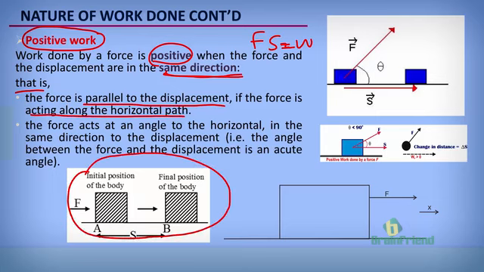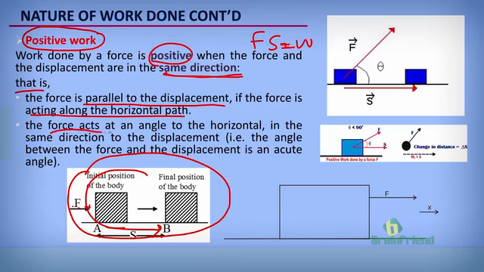The force applied to this body moves the body to point B. Now, the force applied is in this direction. You can say it is in the positive x-axis. And the displacement is also in this direction, in the positive x-axis. If I'm to calculate the work done on this by this force, it would be positive because the force and the displacement are in the same direction.